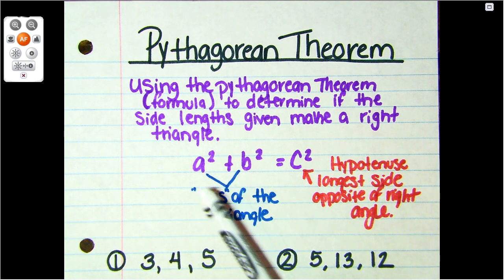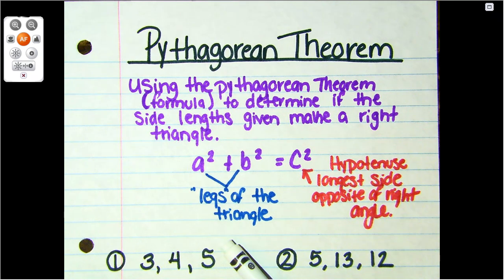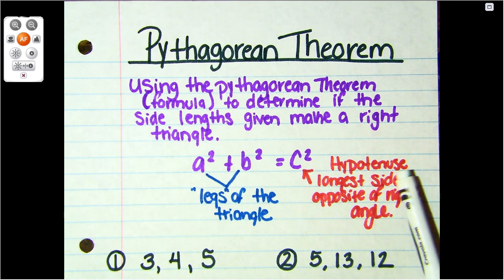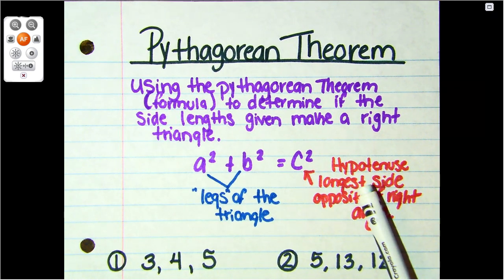We're going to review that a and b are the legs of our triangle. C is the hypotenuse of our right triangle. It is the longest side and opposite of the right angle. So what happens when the triangle isn't drawn for you and it's just asking you, hey, these are the side lengths, does it make a right triangle?